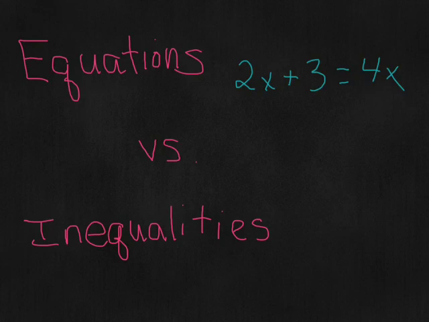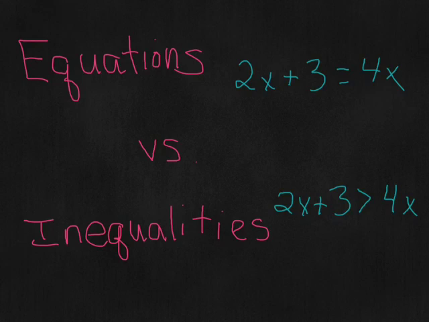An inequality is a little bit different. We could write those same expressions, 2x plus 3, but with an inequality you wouldn't have an equal sign, you would have an inequality symbol. So in this case I'll say greater than 4x. So you solve these the exact same way by isolating the variable. It's just your solution means something different.